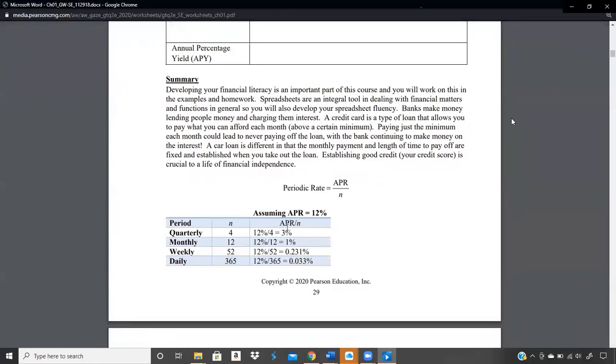So you can see in this table, they actually do a couple of periodic rate calculations. They take an assumed APR for the problem of 12%, and they divide it by 4, which gives us 3%. They divide it by 12, which gives us 1%. They divide it by 52, which is that, and by 365, which is that.